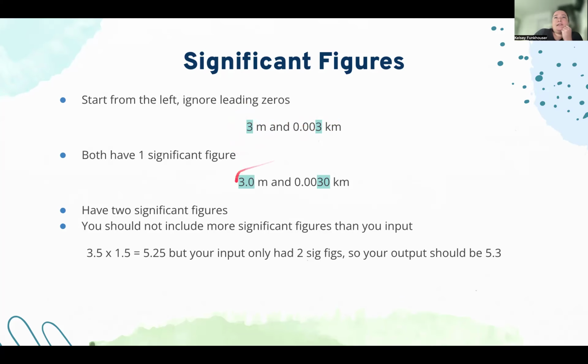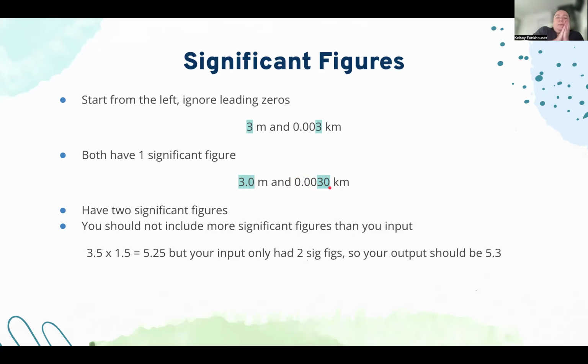But then down here, if instead we had something more precise, like 3.0 meters, this 0 is not a leading 0, it's a trailing 0. So that one we assume to be more precise and also becomes one of our significant figures. So we have 2 here. And then the same thing with this one. Even after the decimal place, this one still counts as a significant figure.